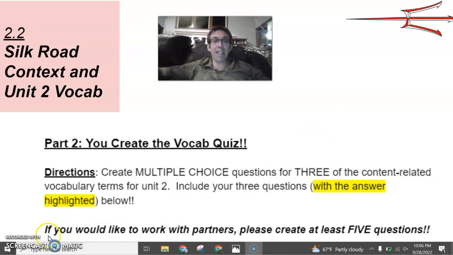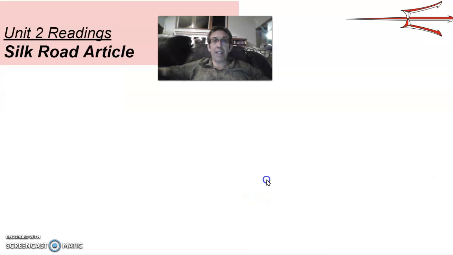Like it says, if you would like to work with partners, then please create at least 5 questions, since you have more brains to work towards this. If you are working by yourself, create 3 content-related vocabulary questions. And I think that's all that we've got.